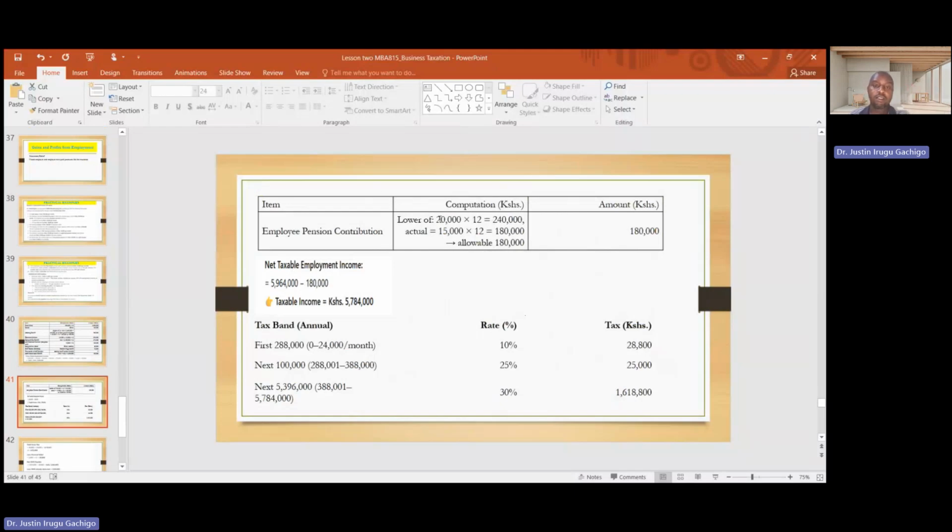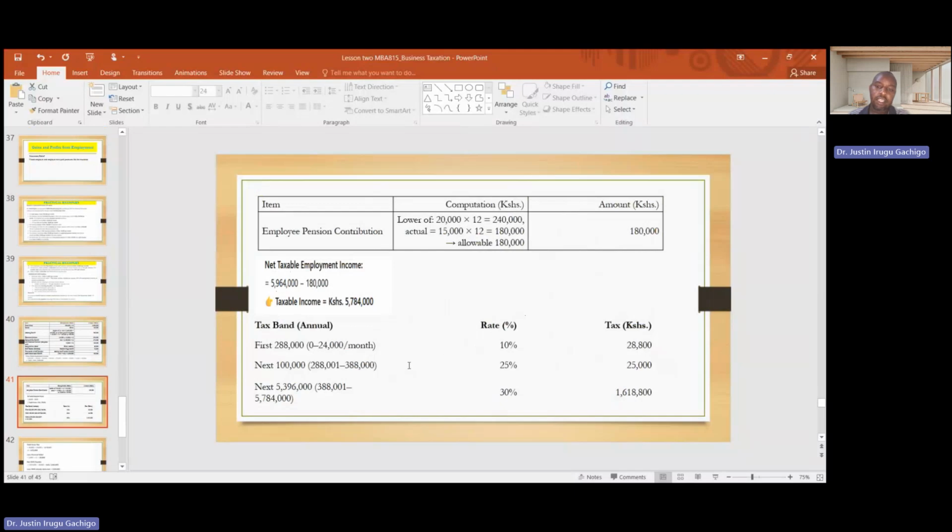So this is not updated, because the current Finance Act should be that 30,000. So it would be the lower of 360,000, and the actual, which is 180,000. So you raise 180,000. So you get the net taxable employment income, which should be this minus that, which is that amount there.